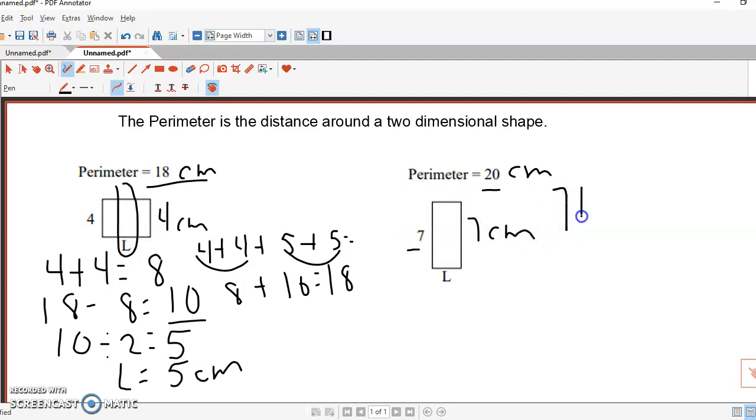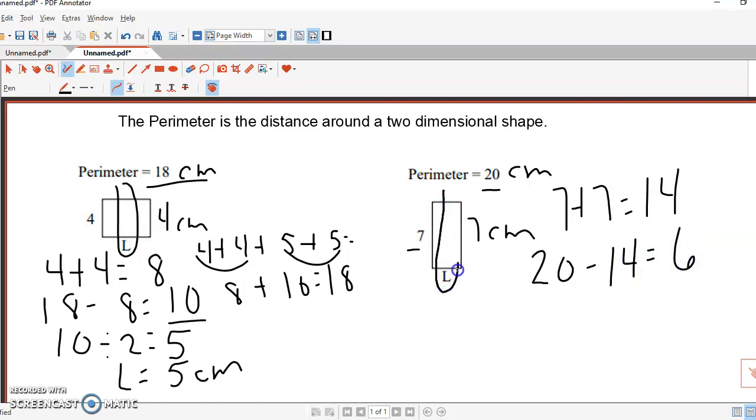So we're going to add 7 plus 7, which equals 14. So we said the perimeter is 20, so 20 minus 14 equals 6. So we're trying to figure out what the length of each side is. There's two sides, so 6 divided by 2 equals 3. So the length equals 3 centimeters.